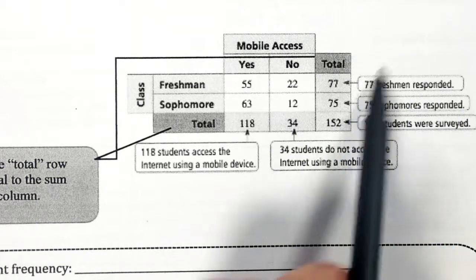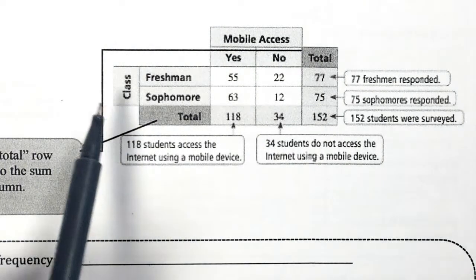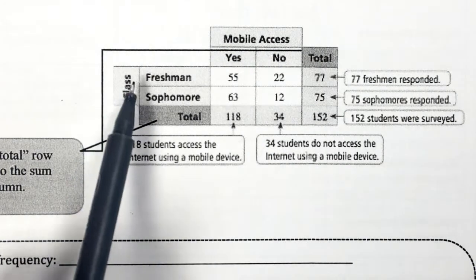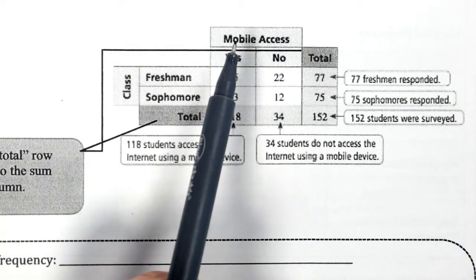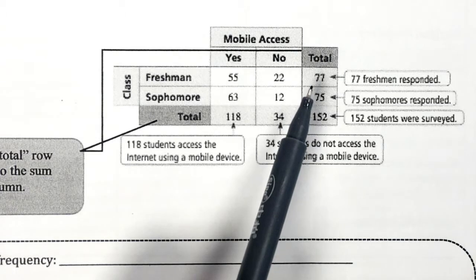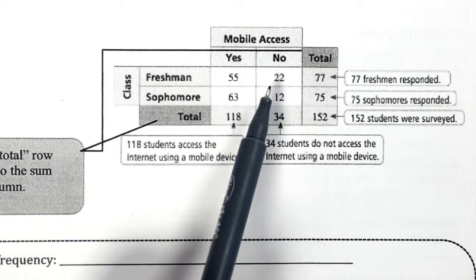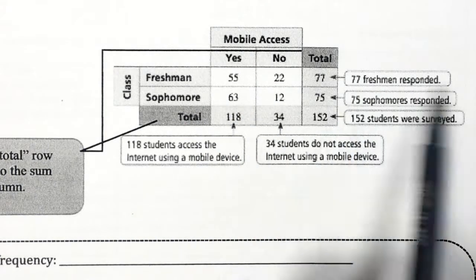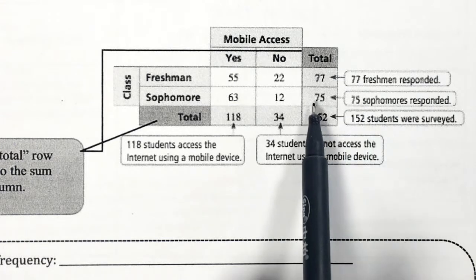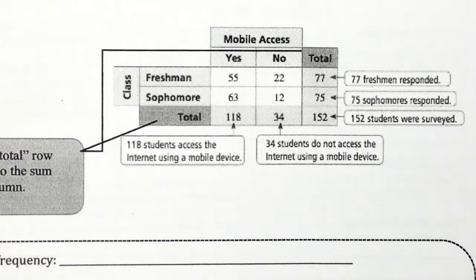And it basically tells you what this table tells us. Obviously we were figuring out whether freshmen and sophomores have mobile access. So you can see that there were a total of 77 freshmen that responded. And out of that 77 freshmen, 55 have mobile access and 22 do not. Same thing here with sophomores. So again, you got 75 total responded. You got 63 that do, 12 do not. So then what does that 152 mean right there? That means there were 152 people who were surveyed.